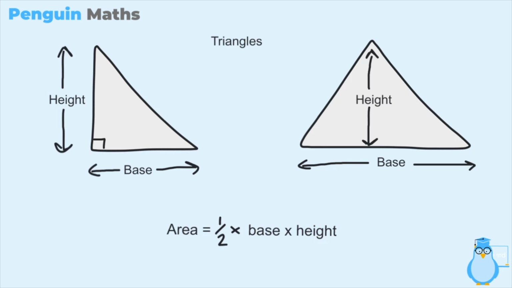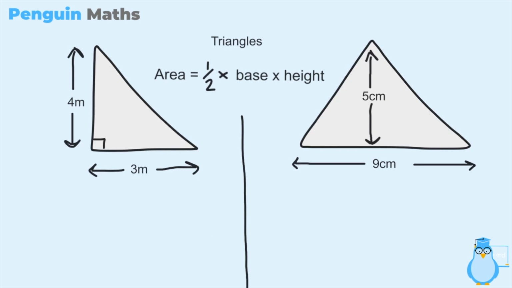Therefore we can say that the area of any triangle is equal to half times the base, which is this bottom side, and then times the height, which is the distance from the top to the bottom of the shape and lies perpendicular to the base. Okay, so let's have a look at a few examples. We'll start with the one on the left here. So we see that the base is 3 meters and the height is 4 meters.